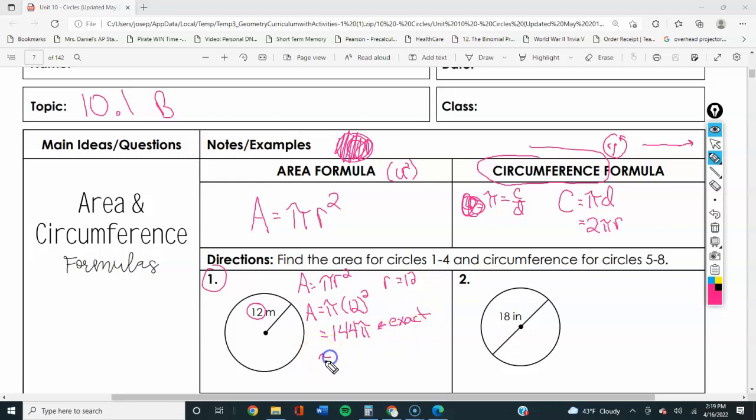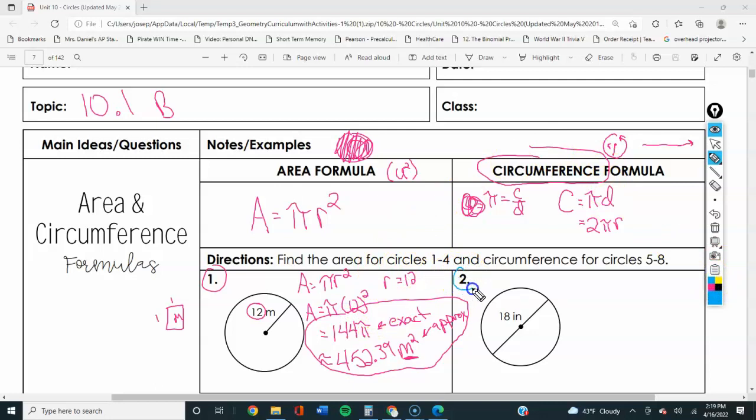Now the approximate answer would be when I actually multiply that out using my calculator and get 452.39. This is an approximate. Okay, that's the difference between approximate and exact. So now this would be 452.39 what? Meters squared. They're square units because you're measuring how many 1 by 1 meter squares fit inside that circle. Well, 452.39 or 144 pi would fit in it. Okay? Make sure you read carefully. I'm going to look for both of these.